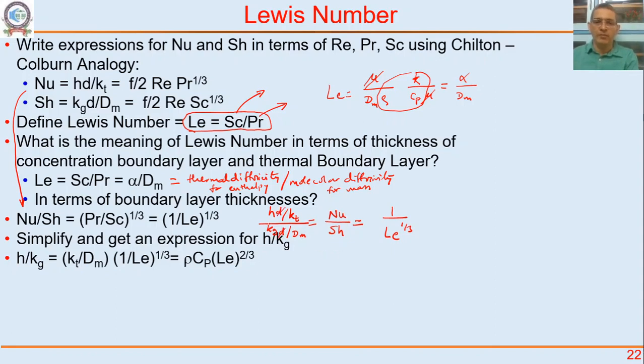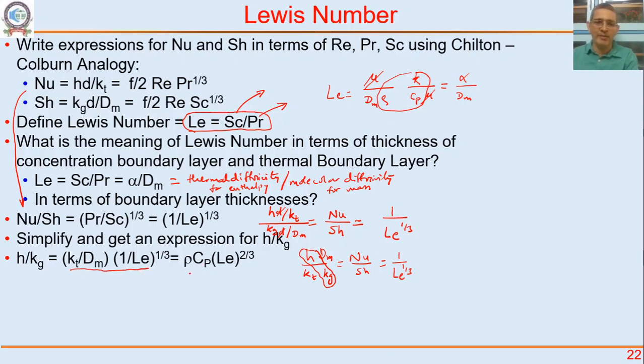H by kg, so Nusselt number by Sherwood number is the same as 1 by Lewis number raised to 1 by 3, and I am just writing it again. It is H divided by thermal conductivity, molecular mass transfer coefficient multiplied by molecular diffusivity. So H by kg would be thermal conductivity divided by molecular diffusivity into 1 by Lewis number raised to 1 by 3.